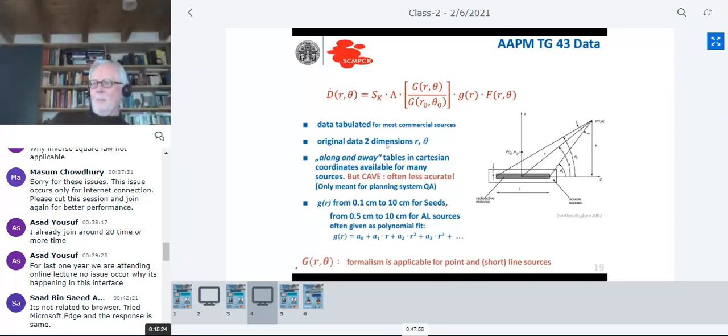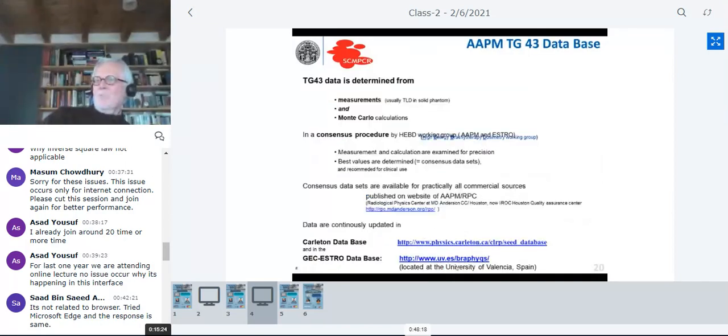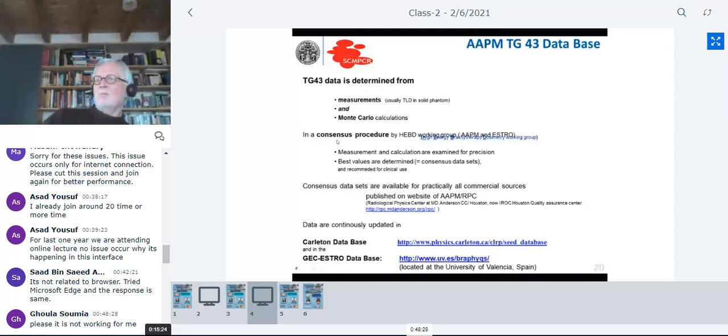You get information on the radial dose function from about 1 millimeter to 10 centimeters for seeds, and from 5 millimeters to 10 centimeters for afterloading sources. Not any closer, because there things become uncertain. The data is determined from measurements and Monte Carlo calculations. It is reviewed by the high energy brachytherapy working group.